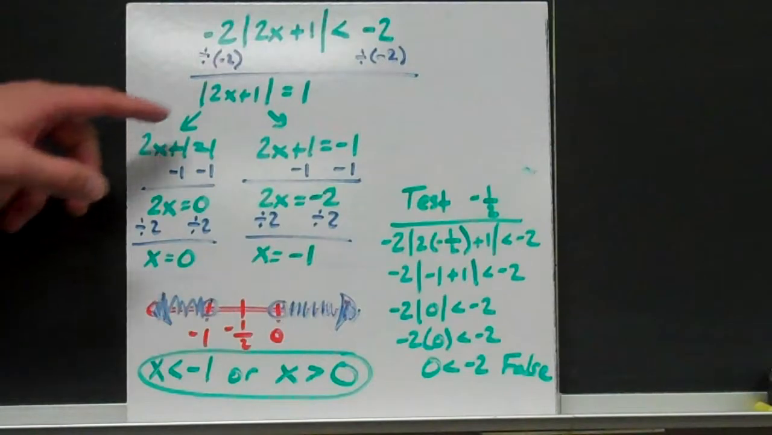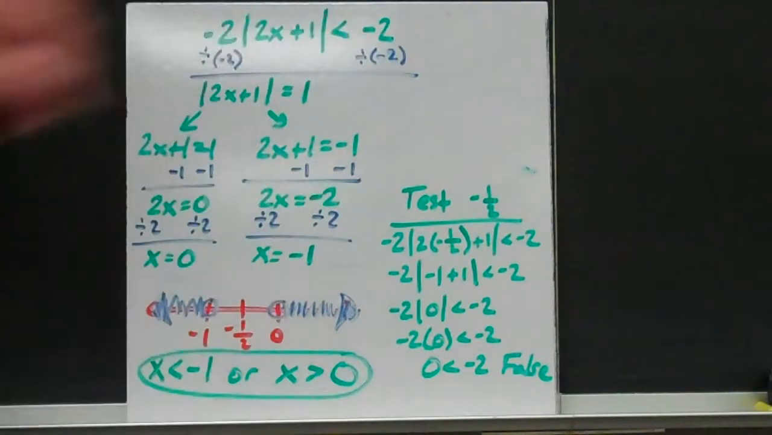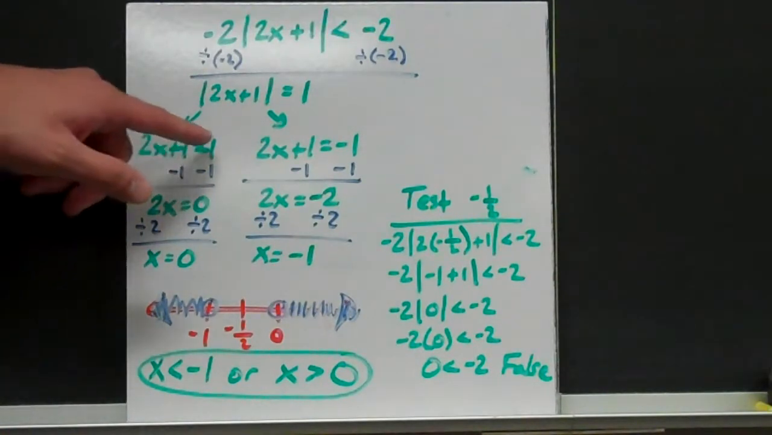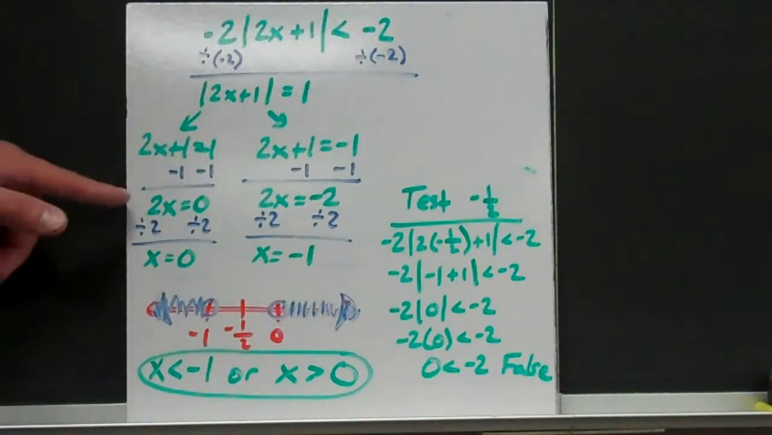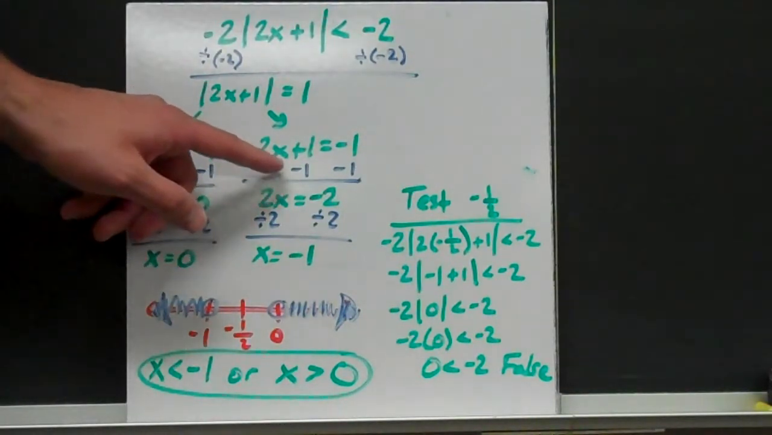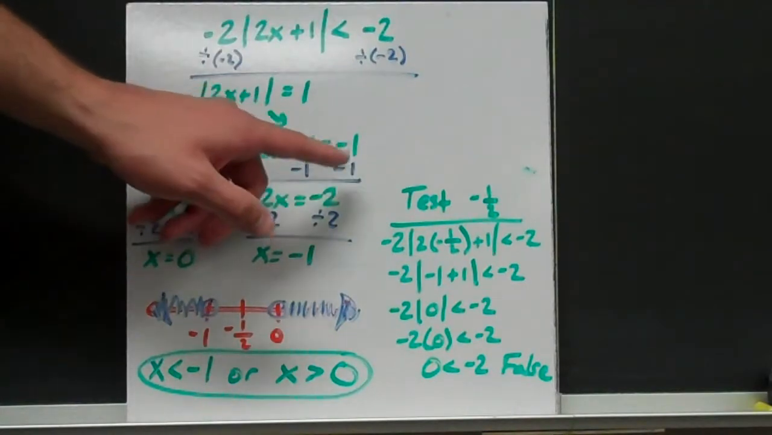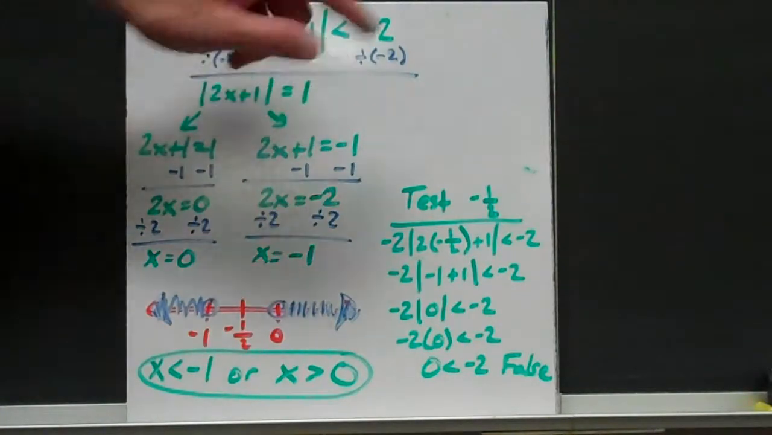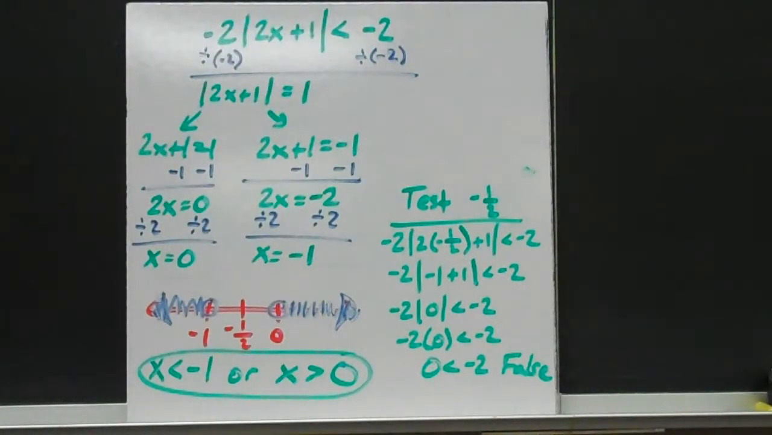So 2x plus 1 equals positive 1, and 2x plus 1 equals negative 1. Subtract 1 from each side, we get 2x equals 1 minus 1, which is 0. Divide by 2, and x equals 0. For the other equation, we subtract 1 from each side. Negative 1 minus 1 is negative 2, so 2x equals negative 2. And then divide by 2, and x equals negative 1. So our boundary points are negative 1 and 0. Again, they're open circles because there's no equal to in the inequality.